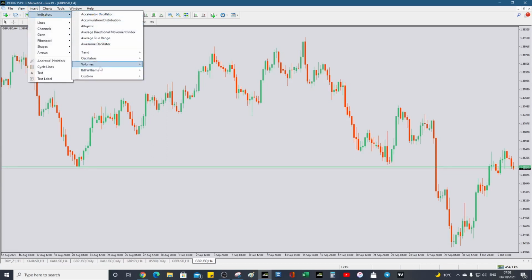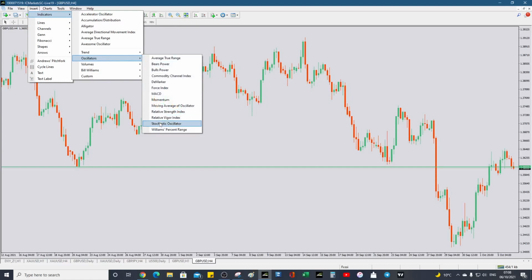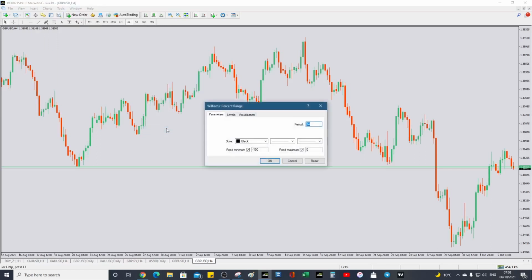Insert indicators. We want to go to oscillators, and I prefer to use the Williams percent range. It's more reactive, and it's just something that I prefer. I think maybe the RSI is a little bit lagging. The Williams percent range is more responsive. We use the default values.